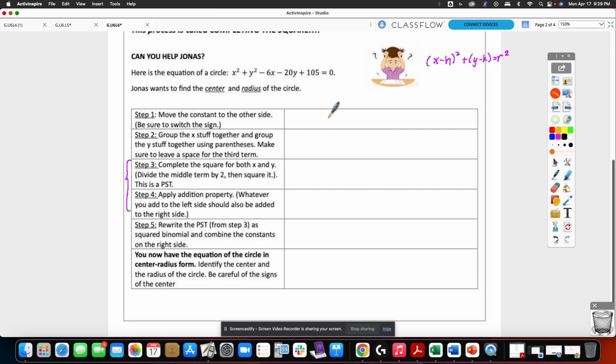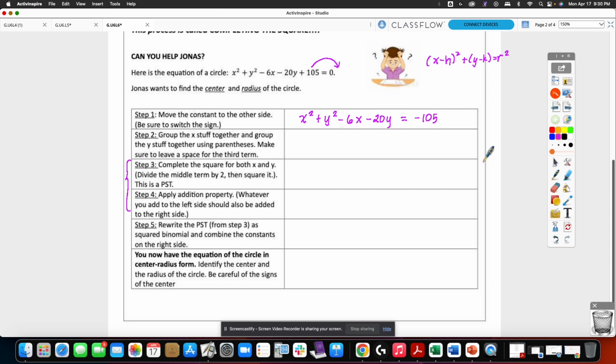Now, when you move a term across the equal sign, you have to change the sign. So in this particular problem, the constant is the 105, the positive 105. We'll have to move that over to the other side. Okay, so let me rewrite the other terms. We have x squared plus y squared minus 6x minus 20y. And then the 105, since you're moving it from the left side to the right side, it becomes negative 105.